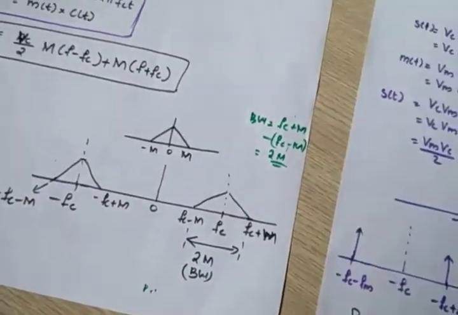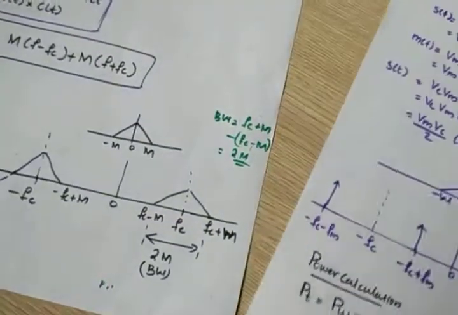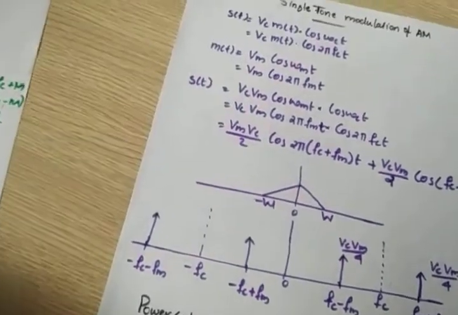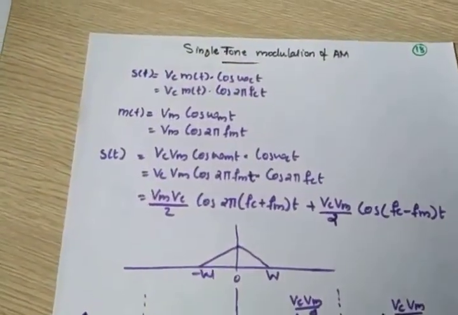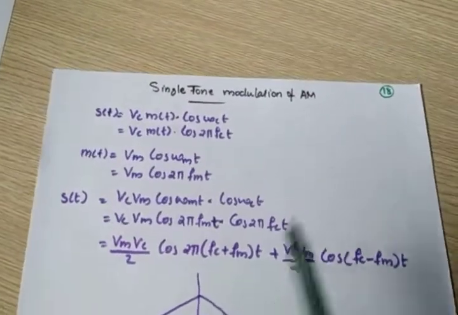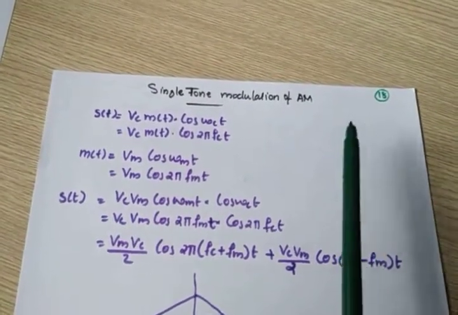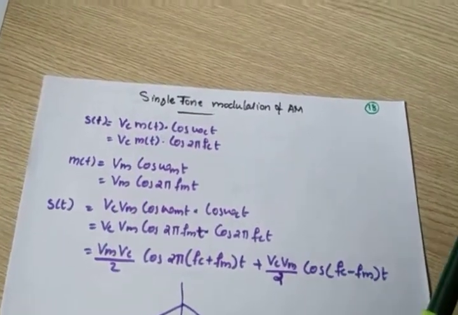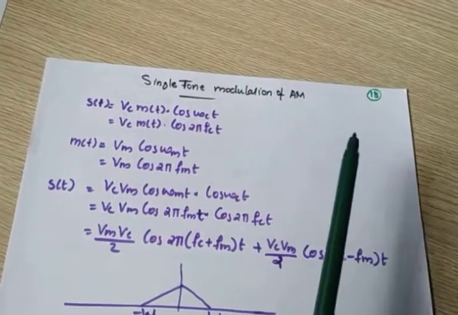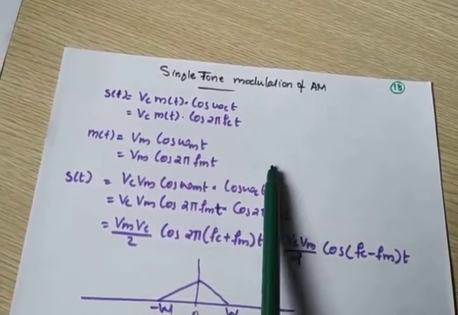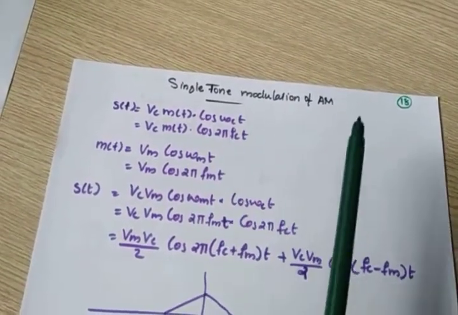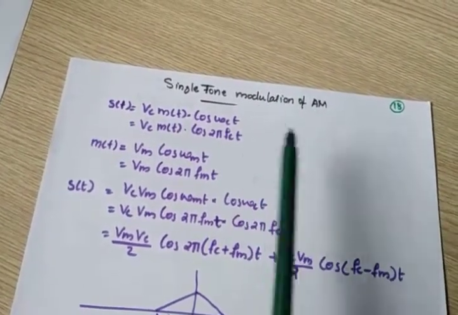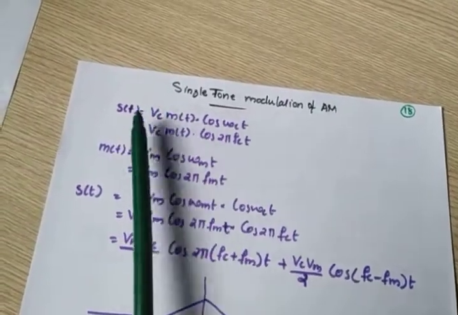Now you need to know the power calculation and efficiency of this carrier-suppressed SSB. This is considered single tone modulation. Single tone modulation means we use only one message signal for modulating. Several messages can be used in modulation, but that is called multi-tone, meaning several message signals are used for modulation. Here only one message is used for modulation, so it is single tone modulation of AM.